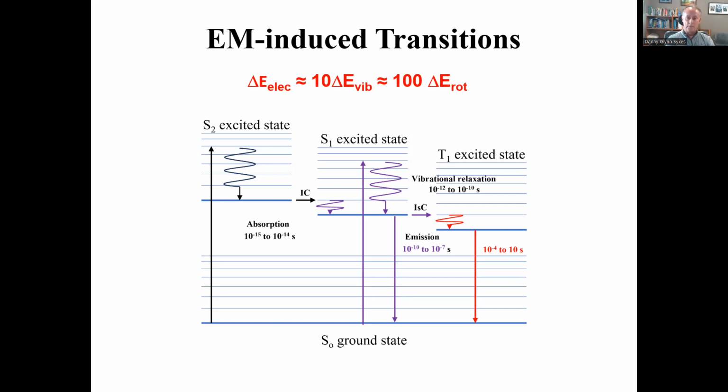Anyway, a couple of things can happen here. The excited state would involve going from the ground state orbital to an excited state orbital configuration, and that would be an S2, S1, or T1.